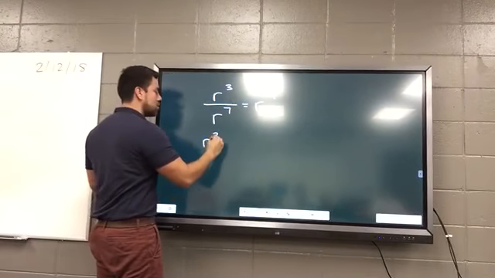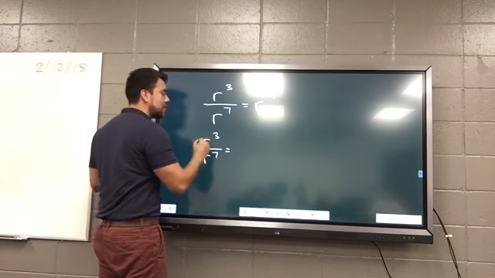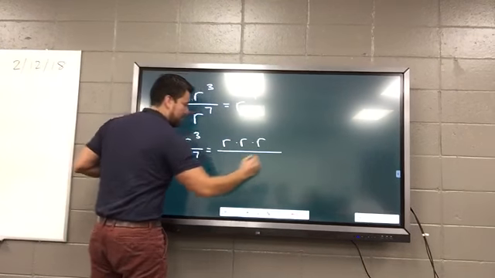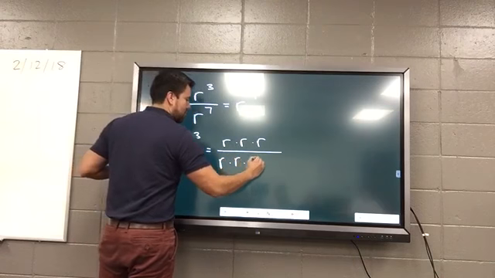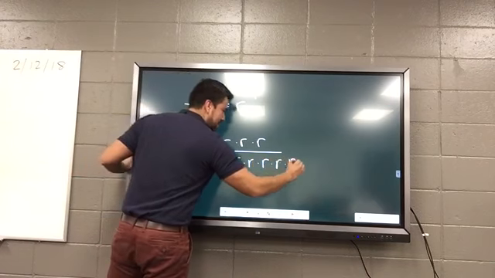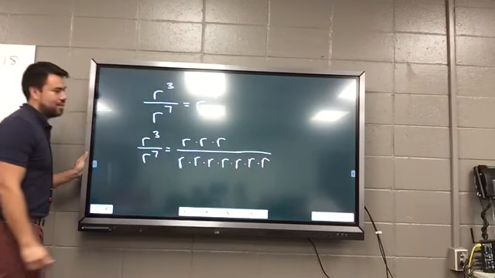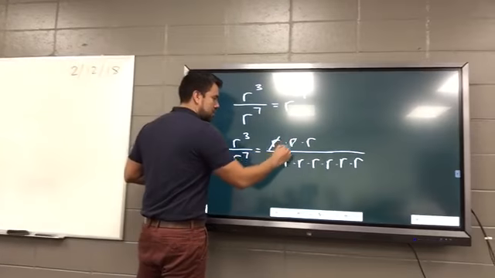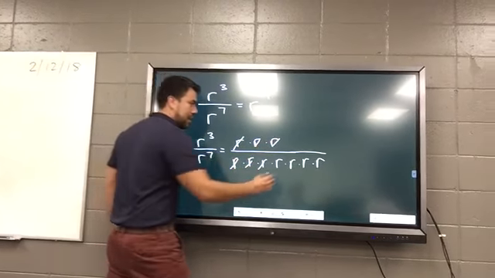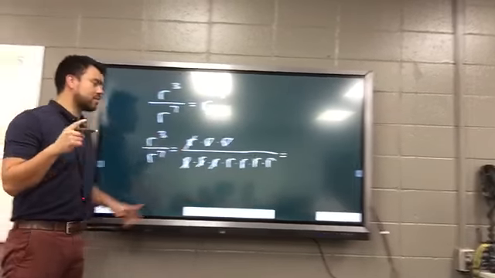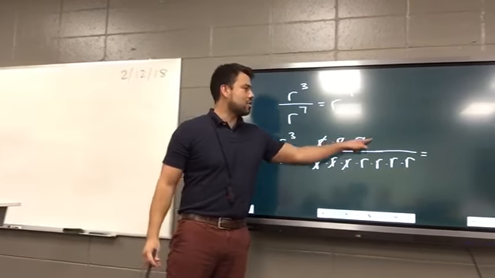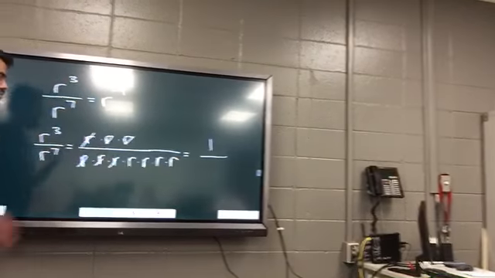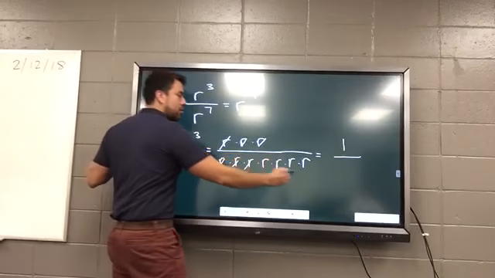Okay, so R to the third over R to the seventh. How many times is R being multiplied up top? 3 times. On the bottom? 3, 4, 5, 6, 7. Okay, how many times does R cancel itself out? 1, 2, 3. Now this is why I emphasize some things. What's all this in the numerator now? 1. It's not just 0 or nothing. It's 1. And then what's in the denominator?